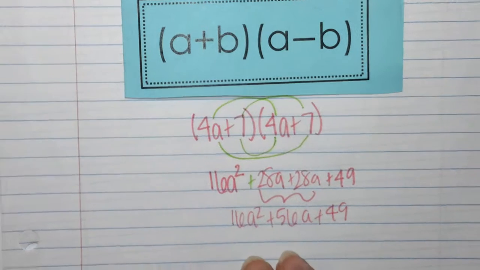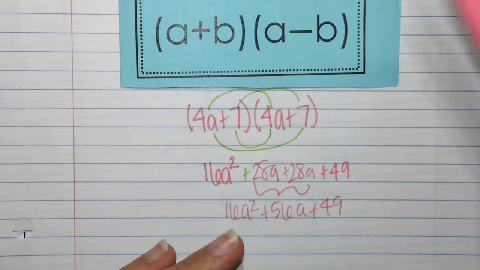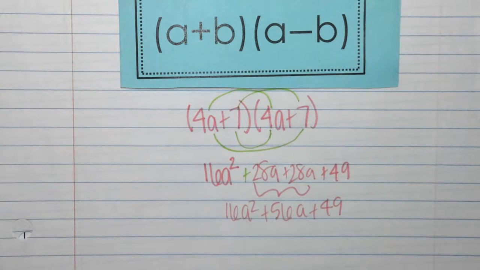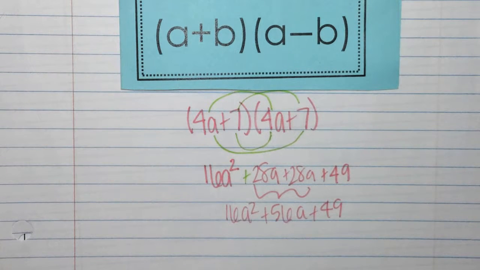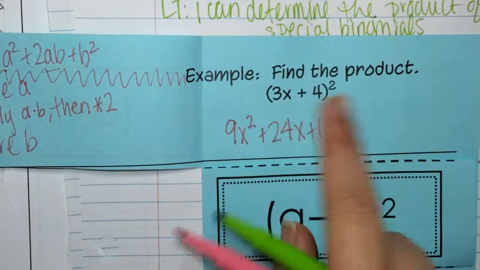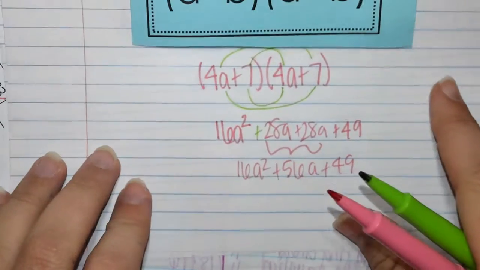Does everybody understand? Yes. So if you forget this, you can still use FOIL. No, you can only use this if it's a special sum. And it has to look like this to be able to work. That's the only way you can get it.